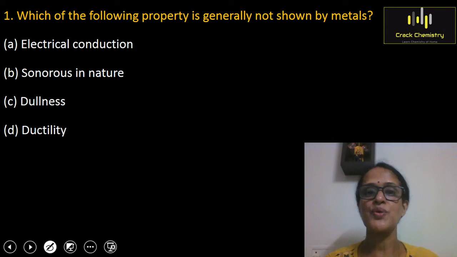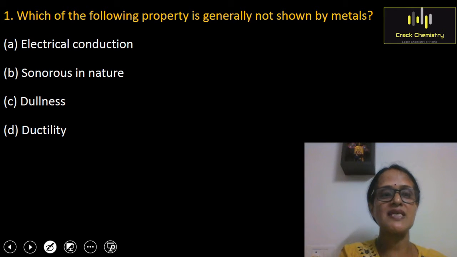Second property is sonorous in nature. Yes, metals are sonorous because they produce sound when hit with an object. Third property is dullness. So metals are generally not dull. They have luster. They have a specific shine. So correct option is option C because dullness is generally not shown by metals.